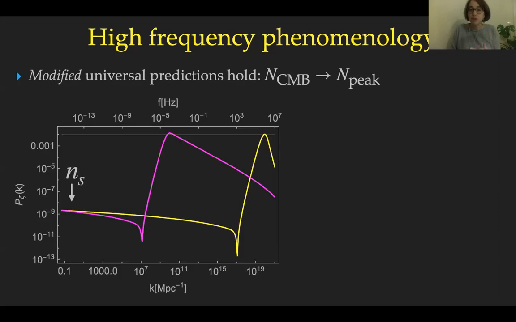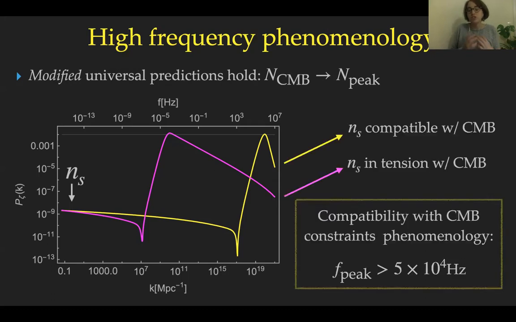And here I'm showing you two power spectra coming from two different potentials. And you can see that on large scales, they can be very well approximated by just power laws. And when you move towards higher frequencies, they exhibit two peaks. And you can see that depending on the position of the peak, the tilt on large scales changes. In particular, the magenta line is not compatible with the CMB measurement of the tilt, while the yellow line produces a tilt that is compatible with the current CMB measurements.